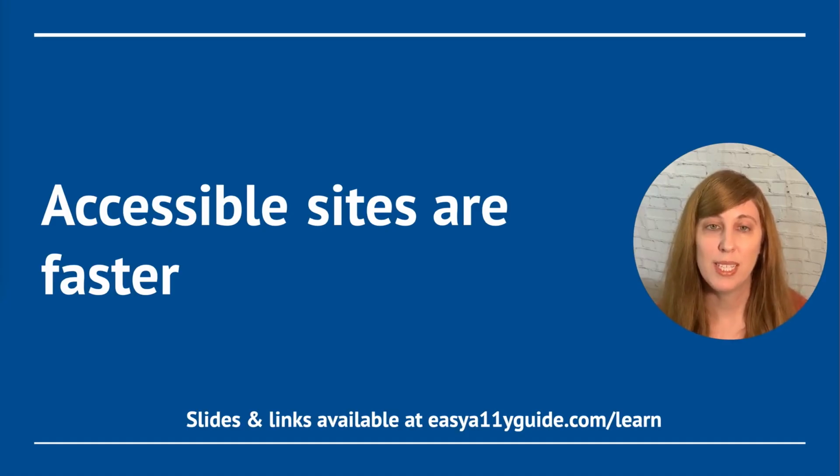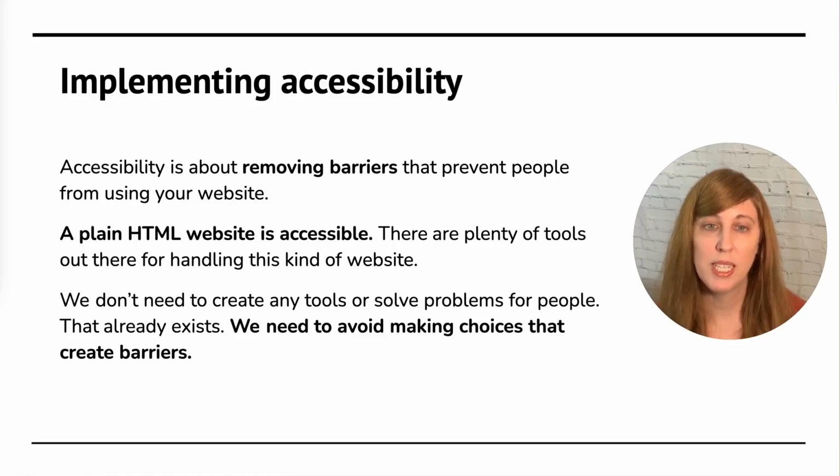The focus of the summit is on speed. So let's talk about accessibility and how it can help make your websites faster. Accessibility is about removing the barriers that prevent people from being able to use your website. By default, a plain HTML website is already accessible. The tools already exist. People don't need extra help. What they need us to do is make good choices that don't create any barriers for them.